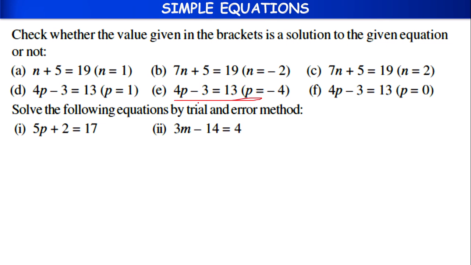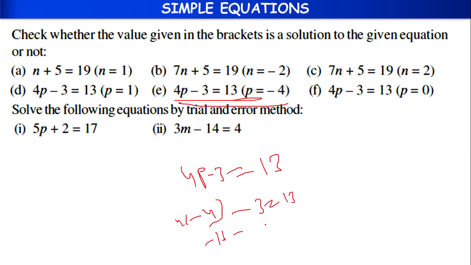Let's solve one more problem. 4p minus 3 equals 13. P value minus 4. 4 into minus 4 minus 3 equals 13. 4 into minus 4 is minus 16, minus 16 minus 3 is minus 19, equal to 13, which is false. So p equals minus 4 is not the solution of the given equation.